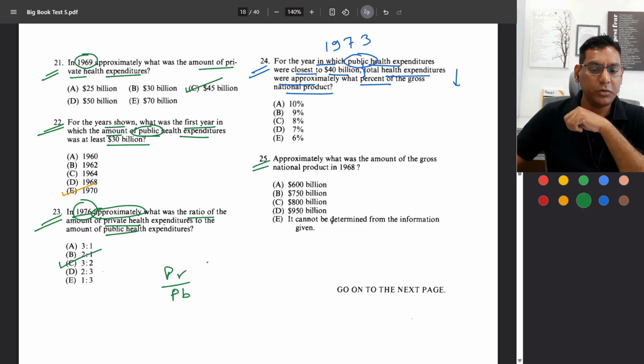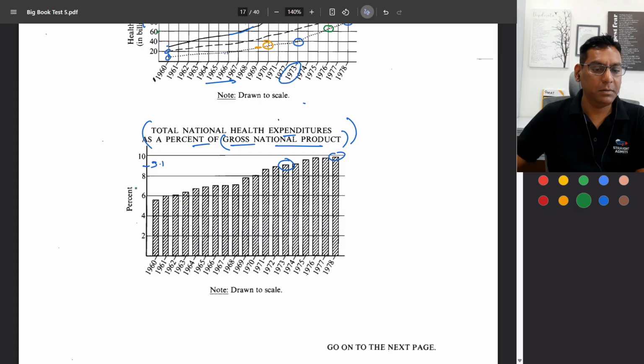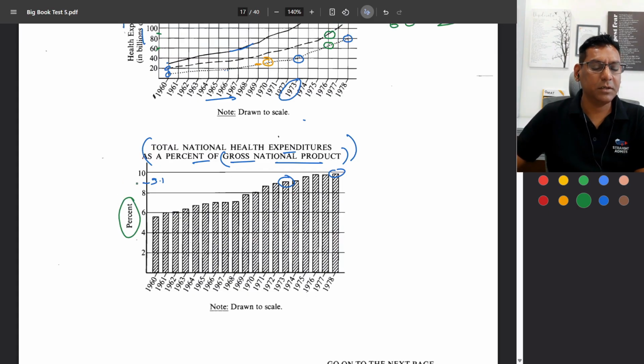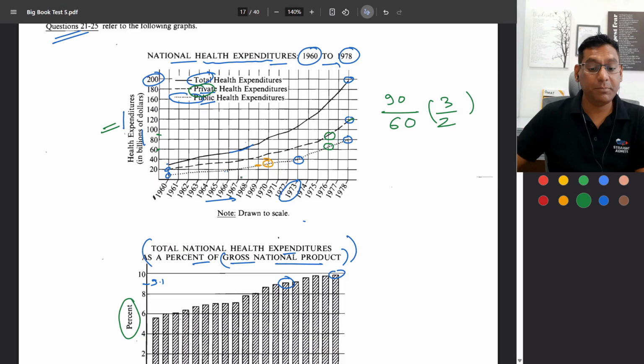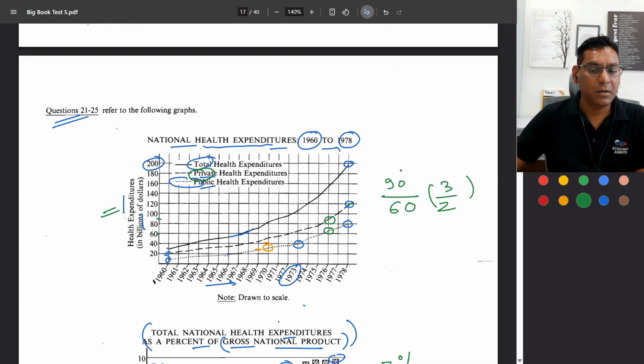Let's look at question 25. Approximately what was the amount of GNP in 1968? Now I don't have the amount of GNP anywhere, but I know the total health expenditure as a percent of GNP. So let's do that. What can I say about 1968? What is this number? This number is somewhere like 7%. Let's take 7%.